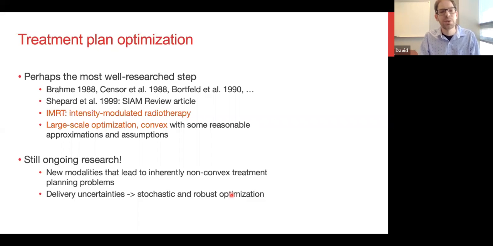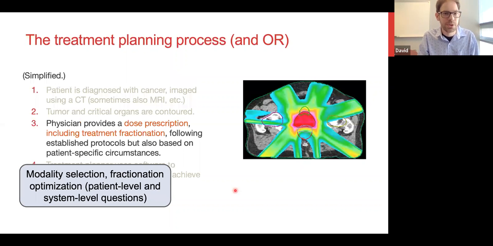So very interesting research, both in modeling and in optimization algorithms, is still going on in this area of treatment planning optimization. But what I actually want to talk about today more is step 3, which we almost never talk about in an OR context, because it seems to be entirely the purview of the physicians, right?